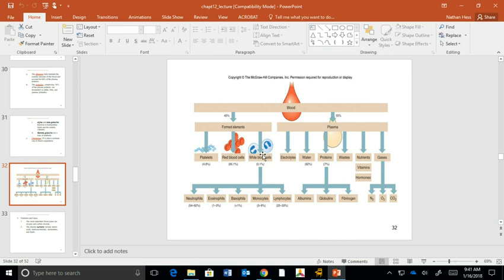They carry oxygen. They do lots of other pieces, but that would be, I would say, their main function, right? To carry oxygen from the lungs, when you breathe it in, to every other cell in your body, right?